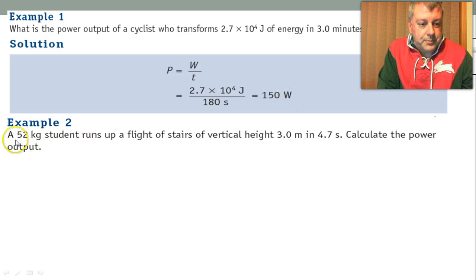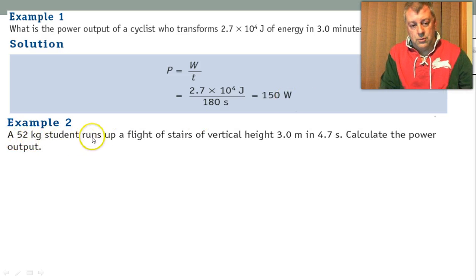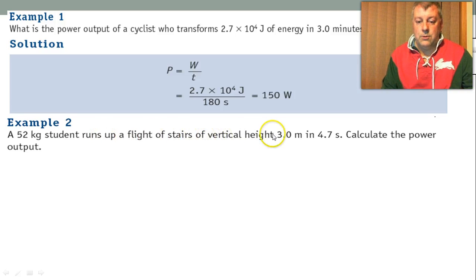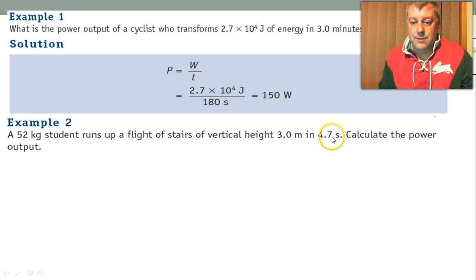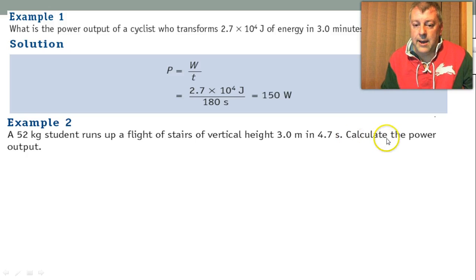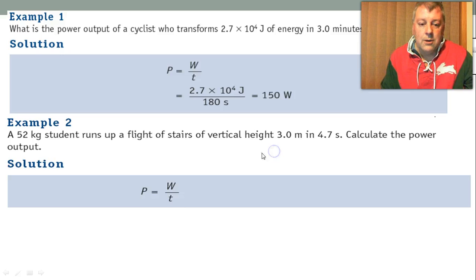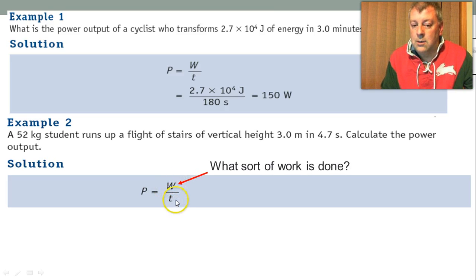What about this one? A 52 kilogram student runs up a flight of stairs of vertical height 3 meters in 4.7 seconds. Calculate the power. So if you're running upstairs, you're after the power, you've got the work, you've got a time, but you've got to ask yourself, what sort of work is done? And in this case, the work that's being done is a change in gravitational potential energy.